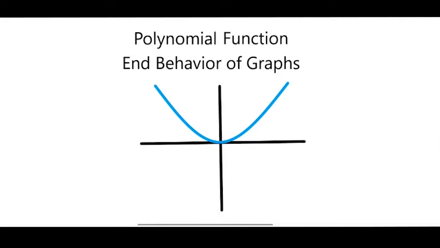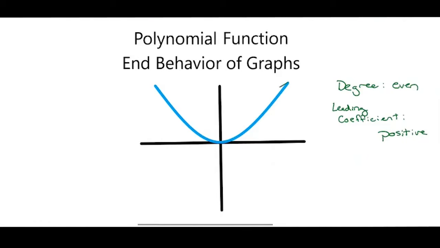Hello again. So let's say I have the graph of a polynomial function that looks like this. This shape is called a parabola. If it looks like this, we would say that the degree is an even number, like 2, 4, 6, 8. And we would also say that the leading coefficient is positive.